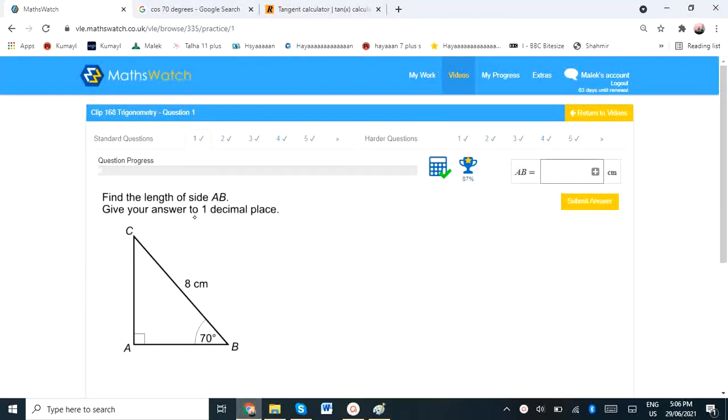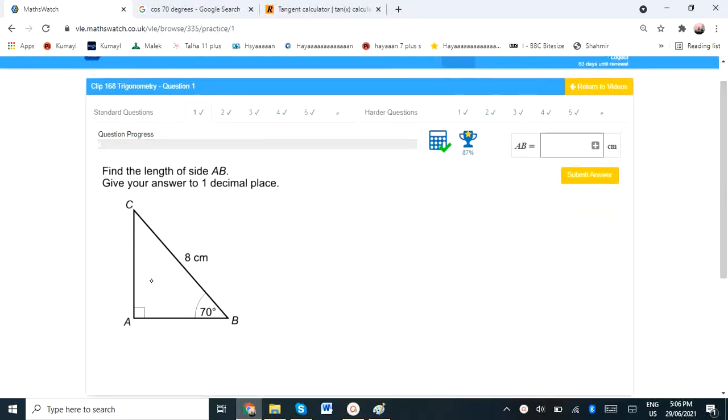I'm going on MathsWatch. Suppose I want to do this question. Find the length of side AB. Give your answer to one decimal place. If you see AB, this is going to be our adjacent, because opposite to 90 degrees is 8, that is your hypotenuse. Opposite to your other angle would be your perpendicular or opposite. So now what to decide is which ratio would be applicable for this question. Hypotenuse is given and AB we need to find out. AB is your adjacent. So we need to figure out the ratio which uses hypotenuse and adjacent.